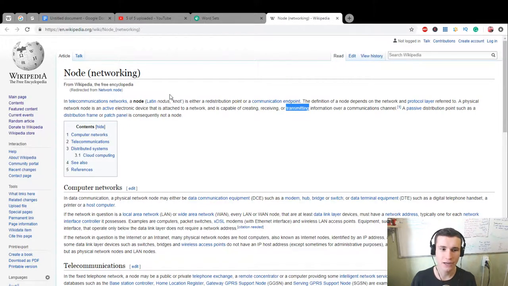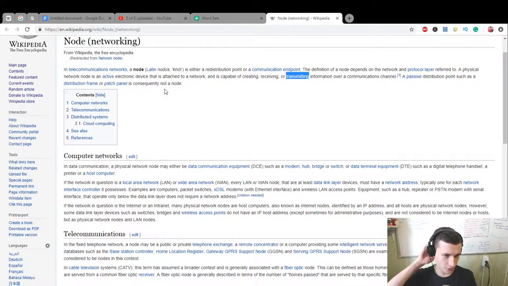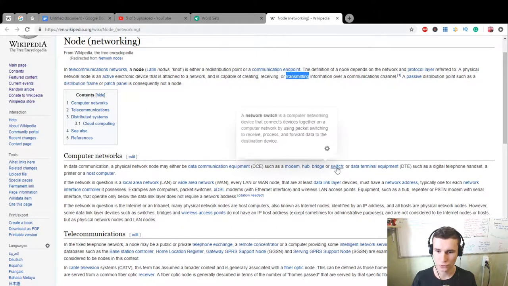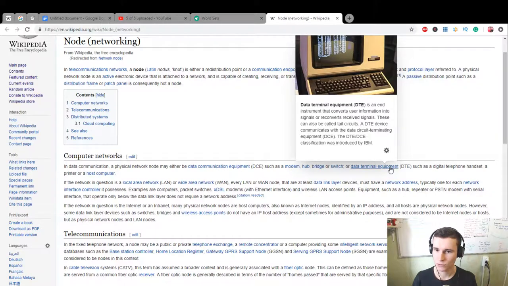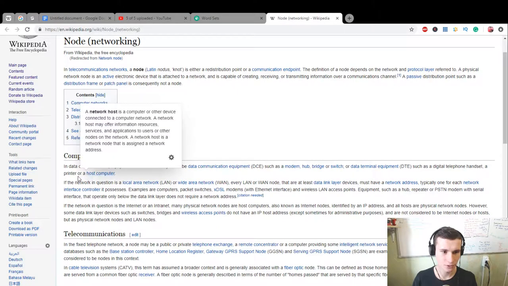Passive is not a node, it's only an active node. Okay. Computer networks. In data communication, a physical network node may either be data communication equipment, such as a modem, hub, bridge, or switch, or data terminal equipment, such as a digital telephone handset, an instrument that converts user information to signals, a printer or a host computer.